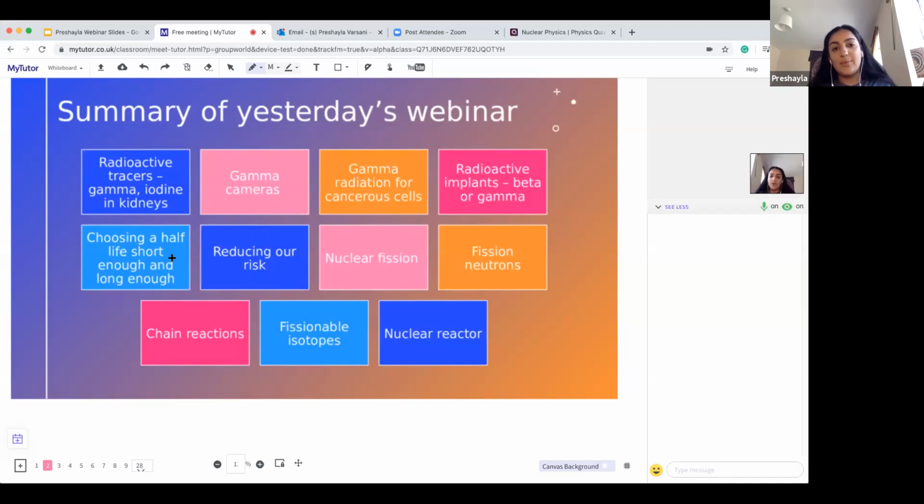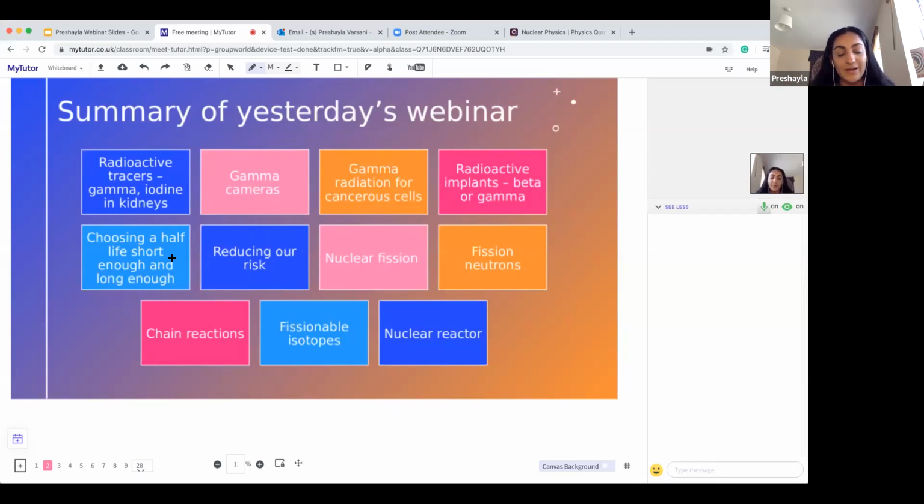So then we looked at how we can reduce our risk, which is by using personal protective equipment, wearing radiation monitors, and just keeping our exposure time low and our dosage low. However, in normal day-to-day life, when we're not around any nuclear power plants, there is background radiation, but it's a very, very low risk.